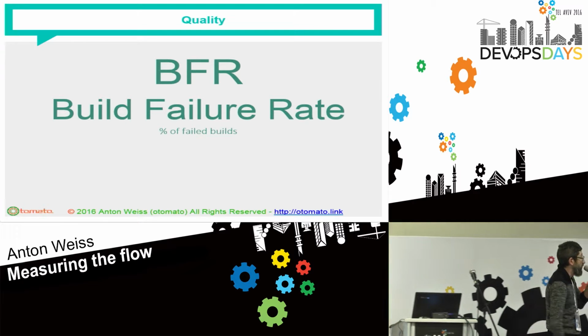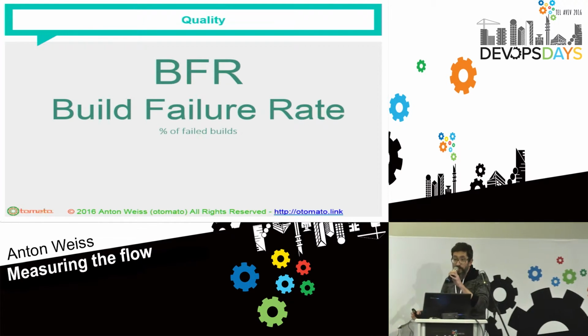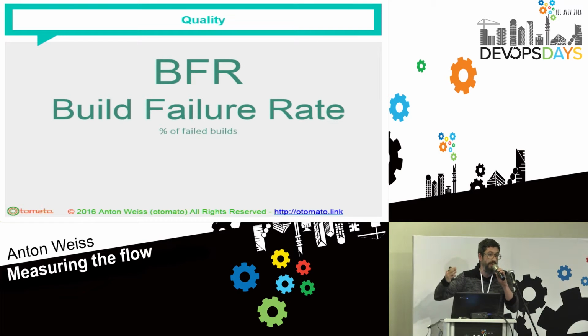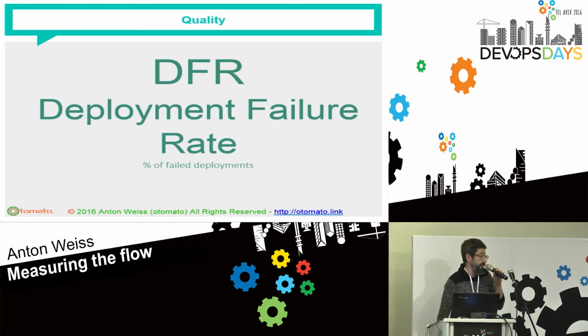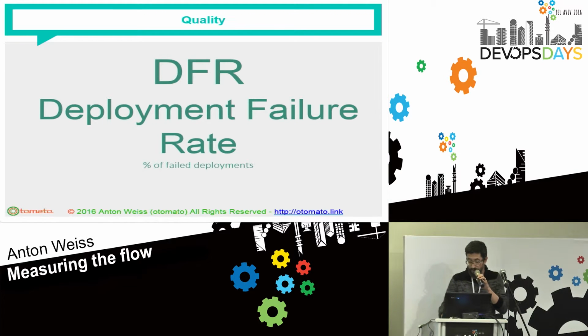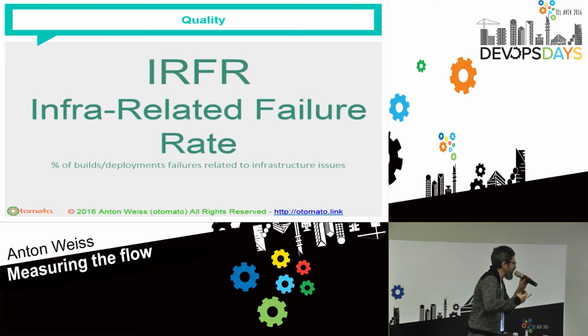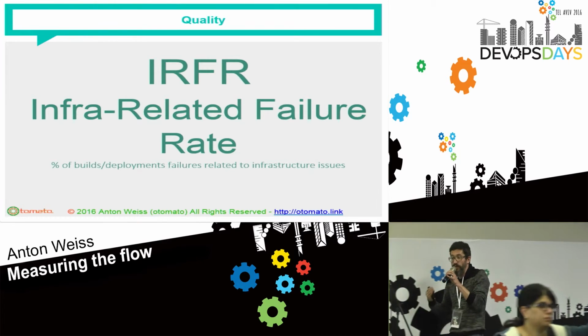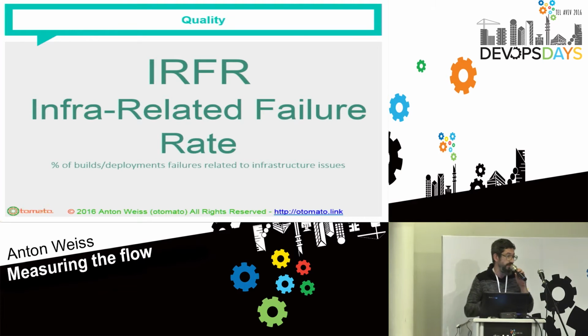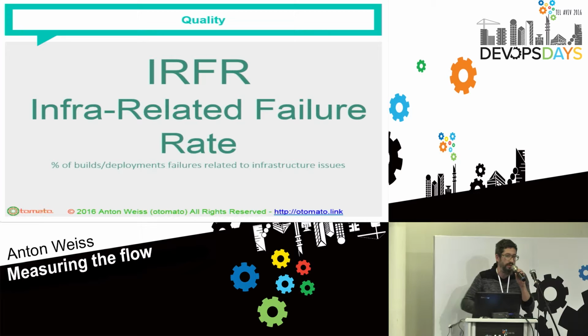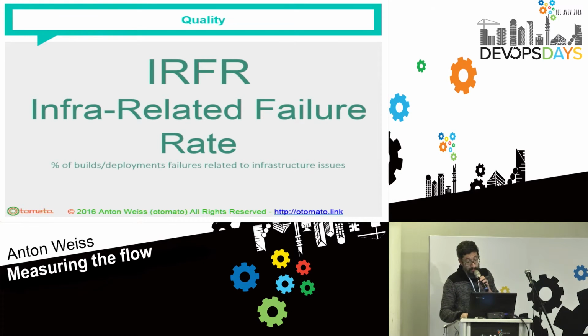And now on to quality. Build failure rate: how many of our builds are failing? This going up isn't necessarily a bad sign, because if we're doing more builds, probably more builds will fail. But anyway, it's something good to track. And also the deployment failure rate, a different metric but related. The failures by themselves are probably less interesting. What interests us is how many of those failures are related to infrastructure, things such as disk space, network, you name it. Important, and we have to put in this data.